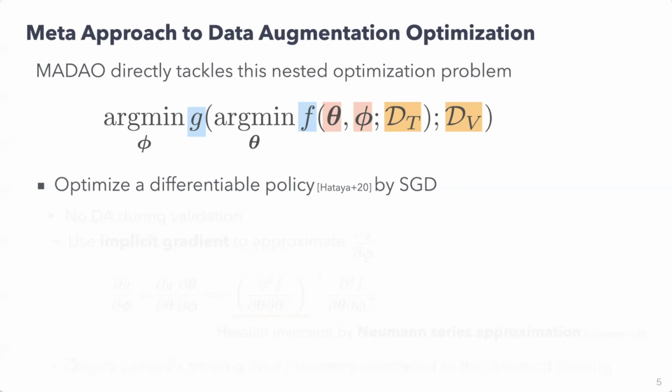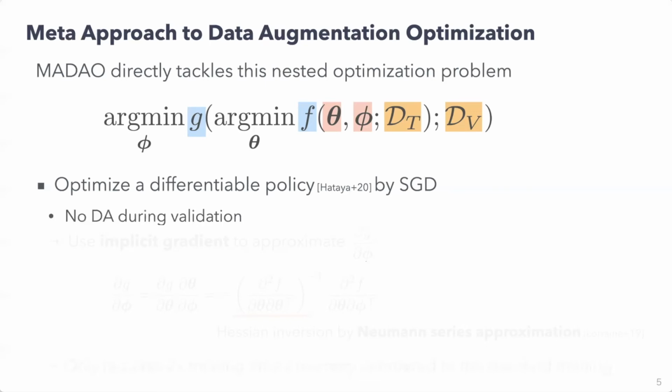Different from these existing approaches, we try to tackle this nested problem more directly and propose meta approach to data augmentation optimization, in short, Meta. Here, like the inner problem to optimize the CNN, the outer problem is also optimized by an efficient gradient-based optimization method, namely SGD. To do so, we used a differentiable data augmentation policy.